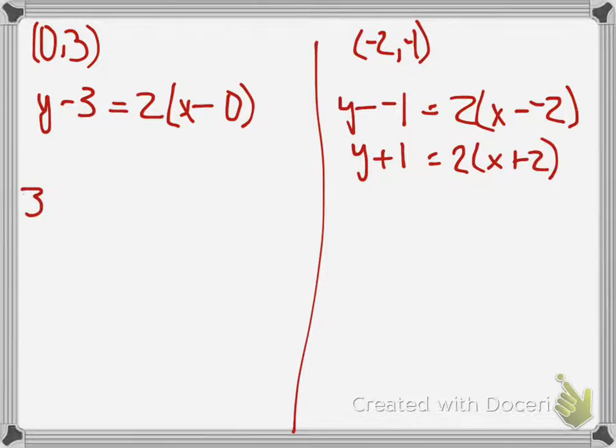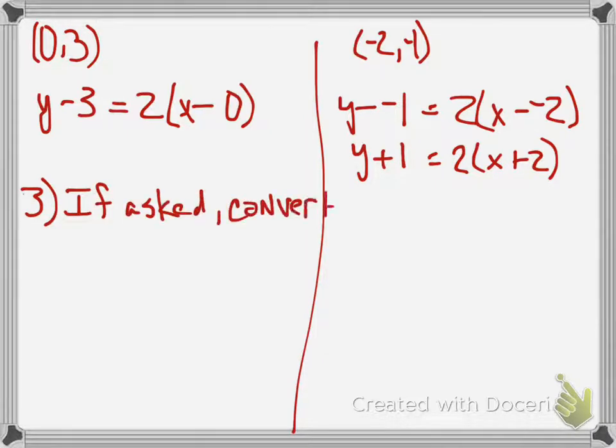But what happens if they ask you to go ahead and put it in slope-intercept form? Right now they look different, but you can convert it to slope-intercept form if you are asked. Now, how do you do that? Again, you distribute and then you add or subtract. That's it.